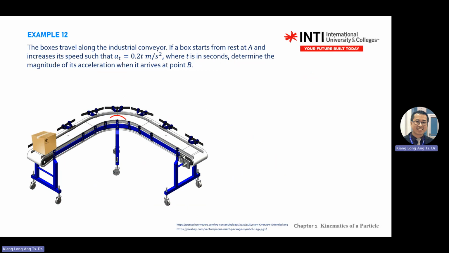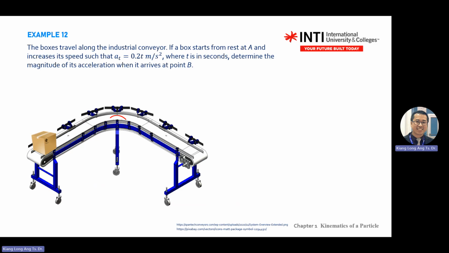Okay, number 12 is an industrial problem. Nowadays, you cannot run away from the conveyor system. I think even after you graduate and go working, you will come across a robotic system or conveyor system. So you go to the question.